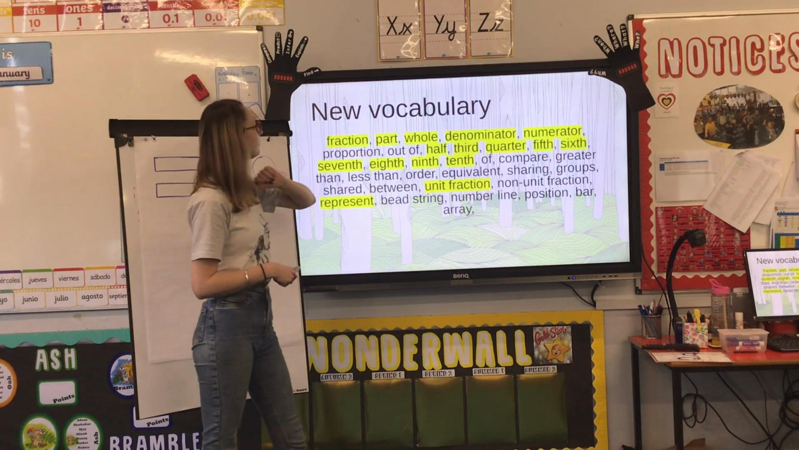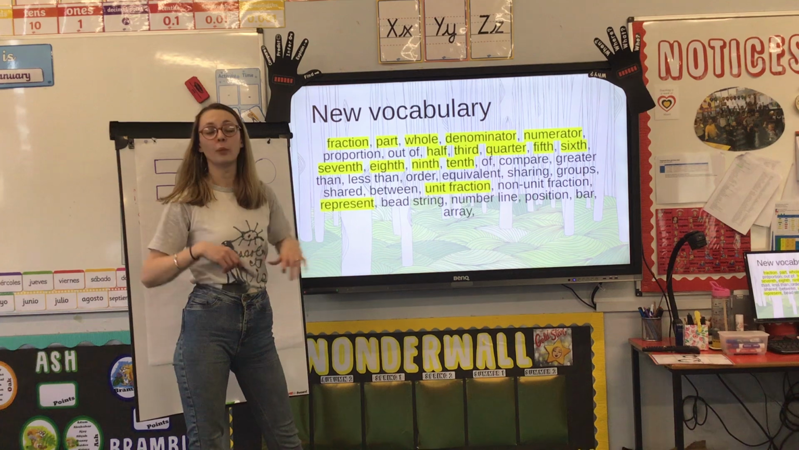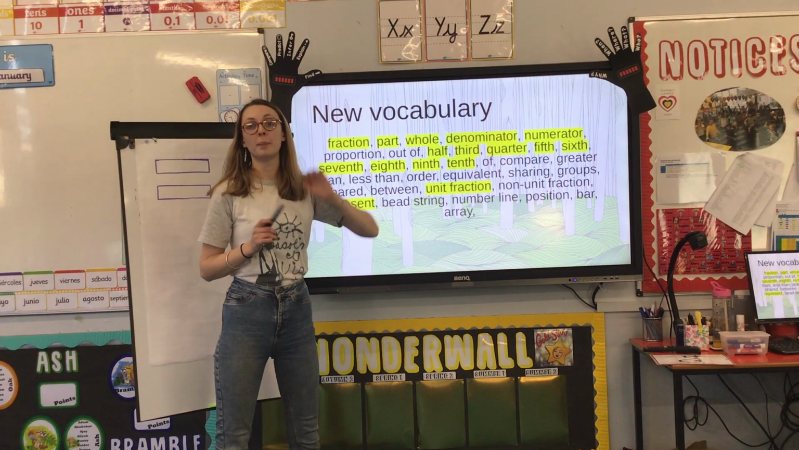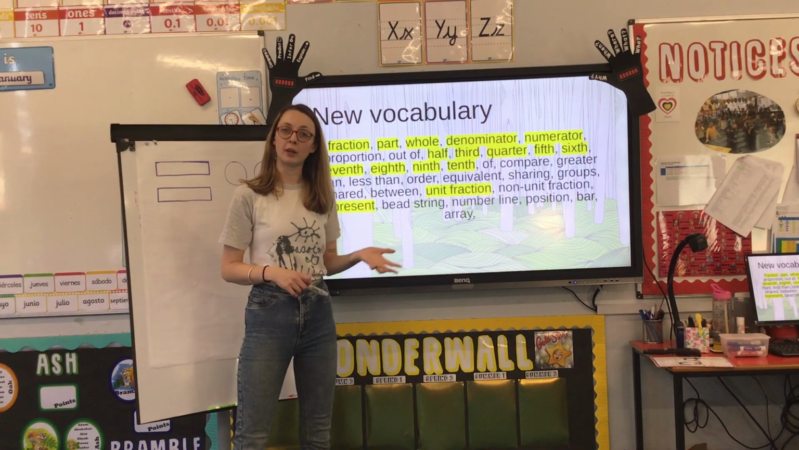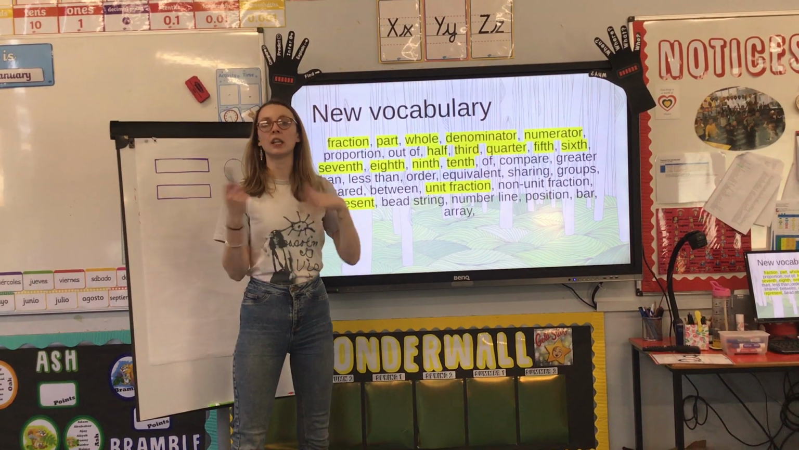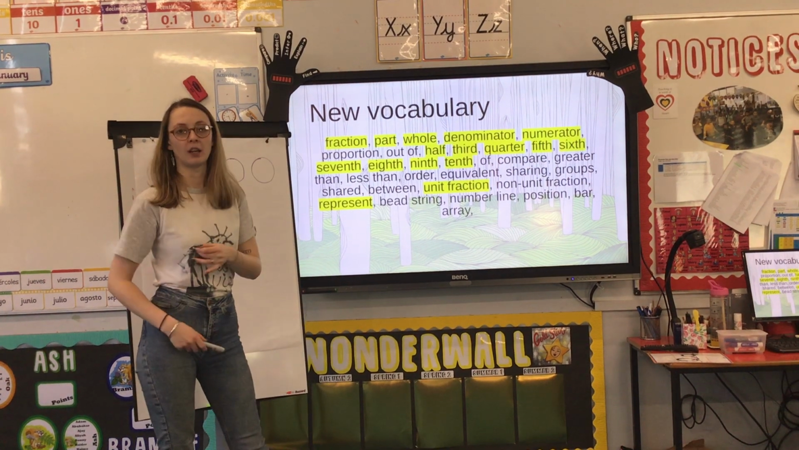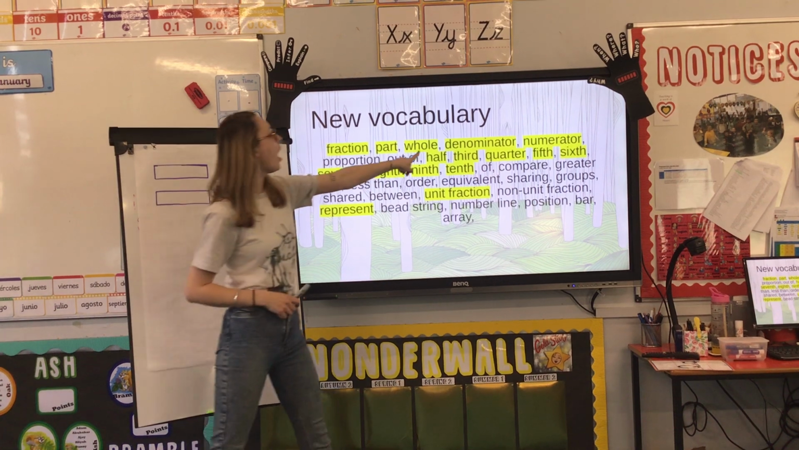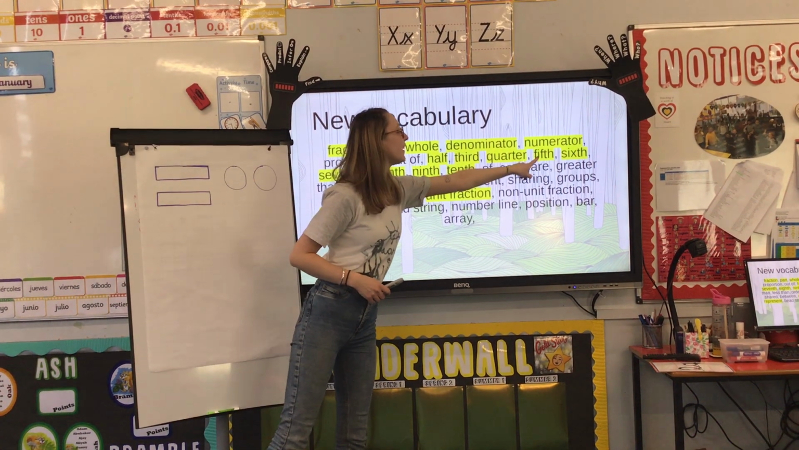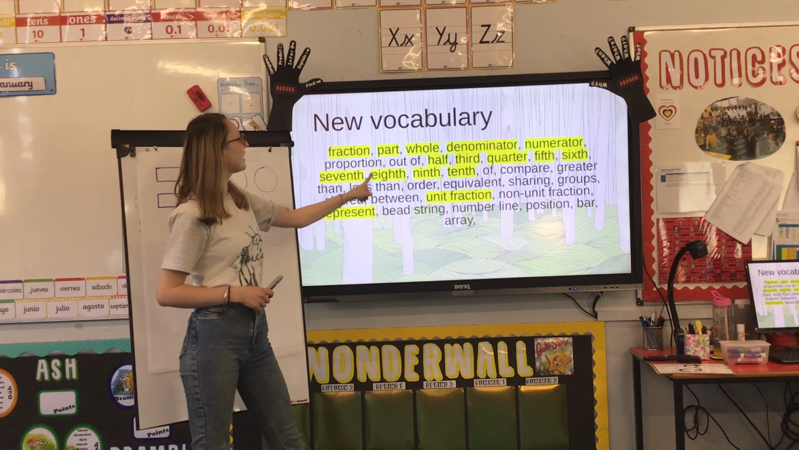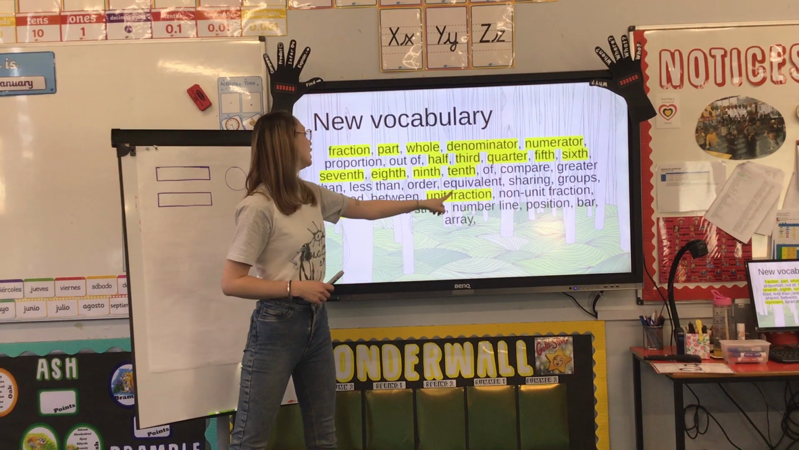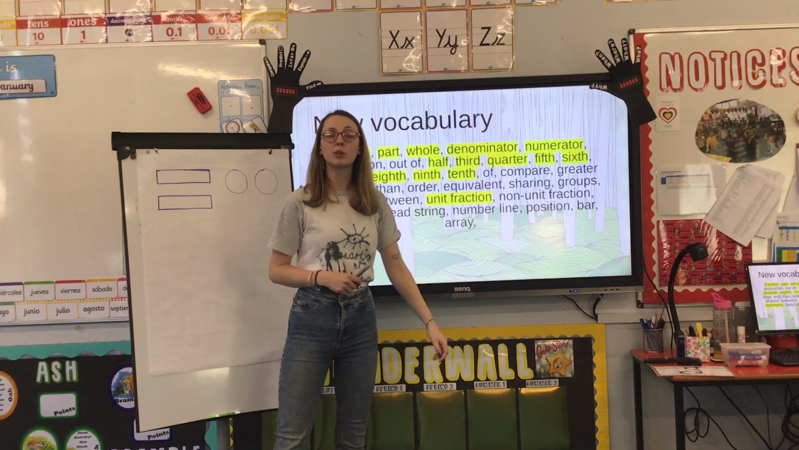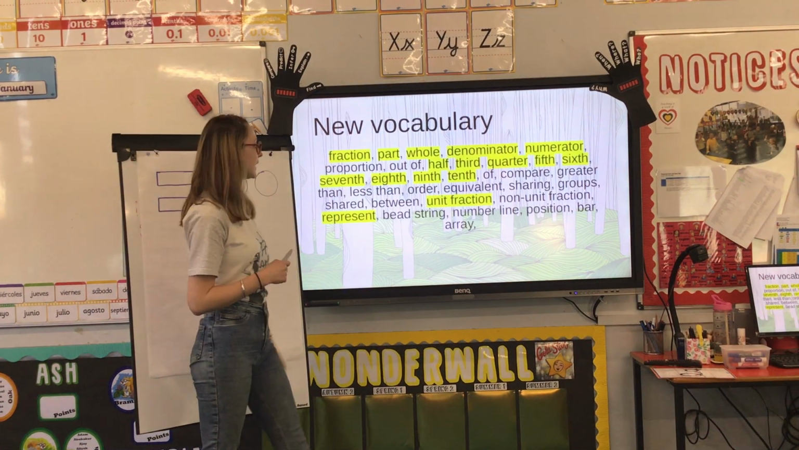So, here is our new vocabulary that we're going to use for the rest of this unit. The ones that are in yellow are words you will be hearing today. So I'm going to very quickly whiz through them, and then when we come to them, we can explore them a bit more. So we've got fraction, part, whole, denominator, numerator, half, third, quarter, fifth, sixth, seventh, eighth, ninth, 10th, unit fraction, and represent. There's loads more words on there, but we'll come to them in different lessons throughout this unit.